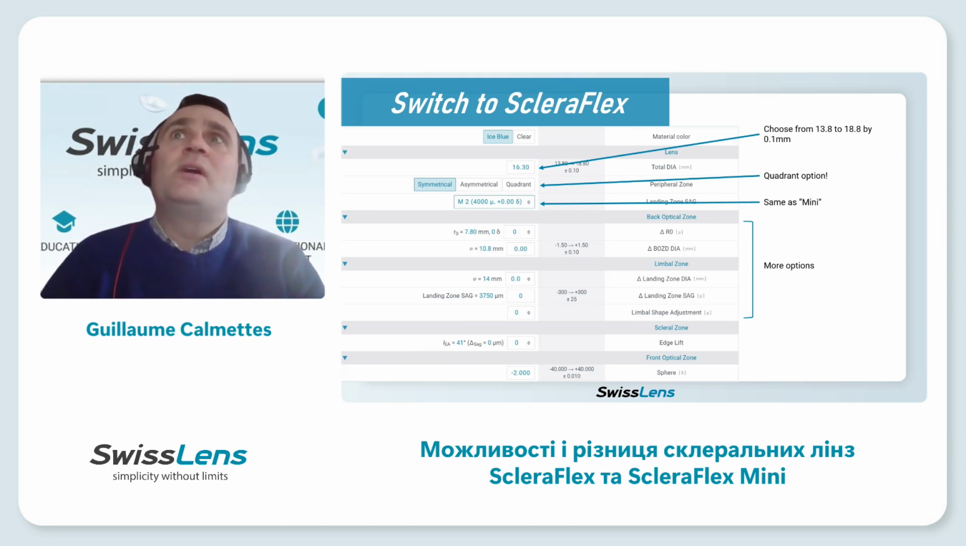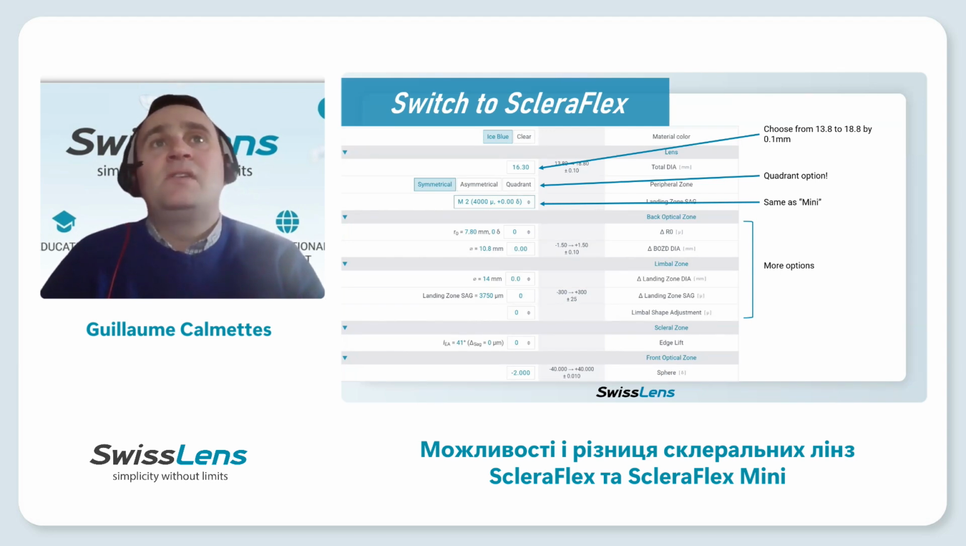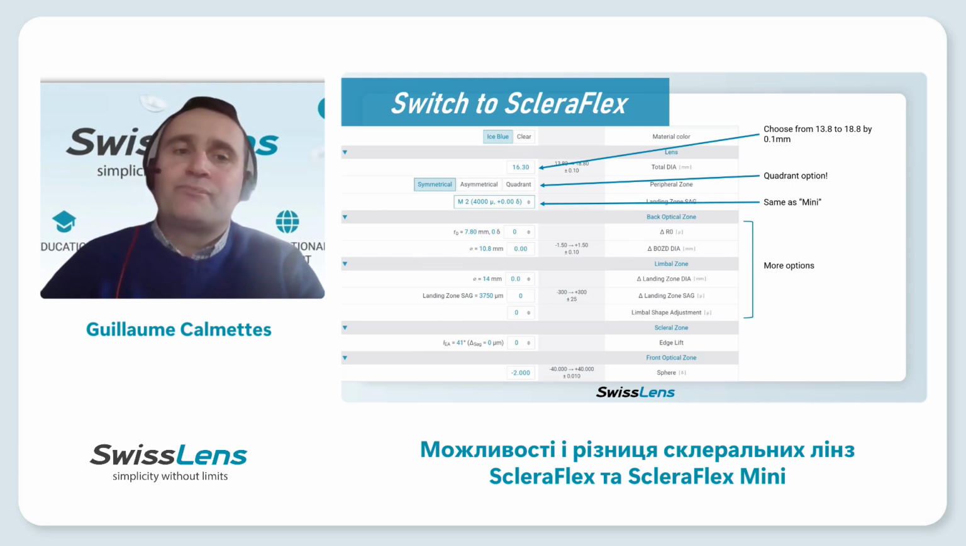Also, another difference, and that's why I am here to explain: in ScleraFlex, you will have more options on back optical zone and limbal zone. You see on the ScleraFlex Mini, you have only one possibility. Here, you have 5. So it's a huge, huge improvement, and it allows you to have a more personalized fitting and to be able to manage more complicated cases.